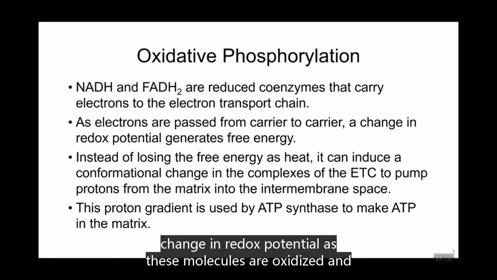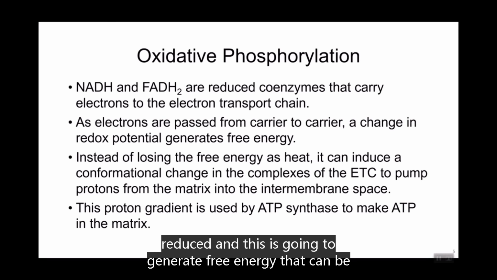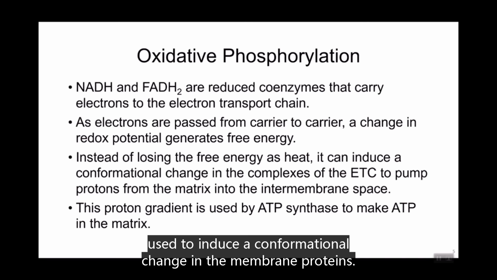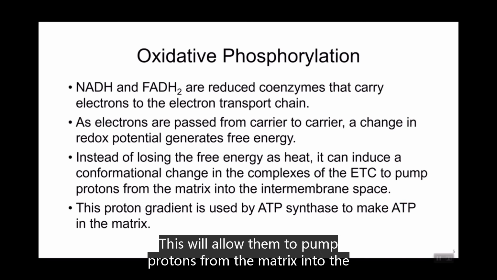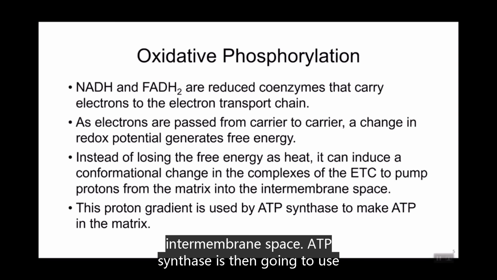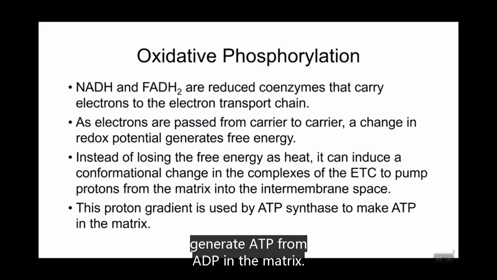There will be a change in redox potential as these molecules are oxidized and reduced, and this is going to generate free energy that can be used to induce a conformational change in the membrane proteins. This will allow them to pump protons from the matrix into the intermembrane space. ATP synthase is then going to use this proton gradient to generate ATP from ADP in the matrix.